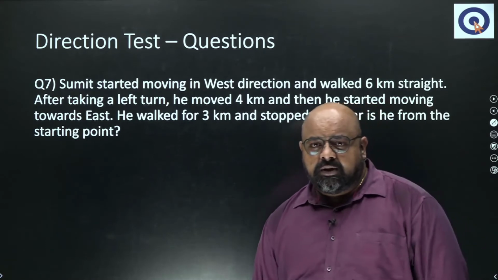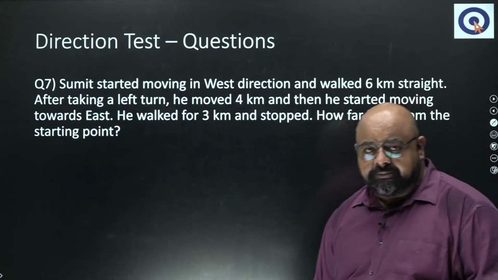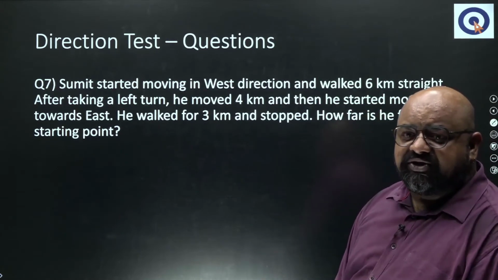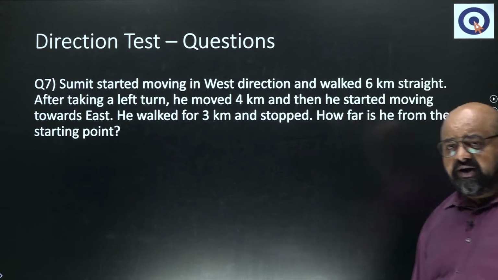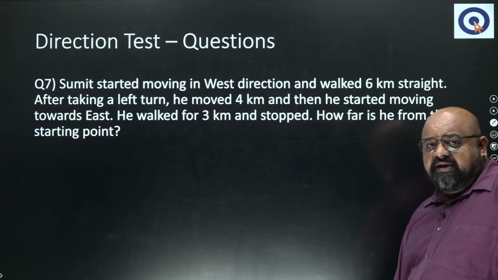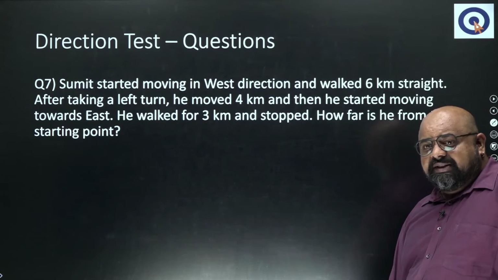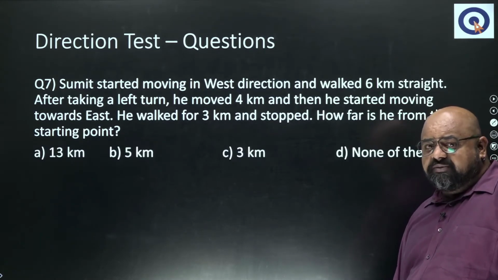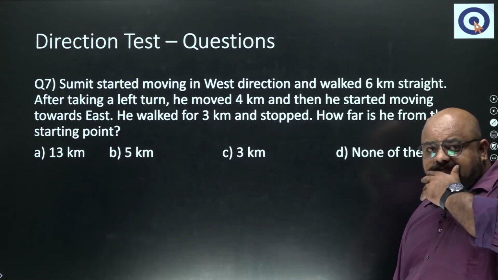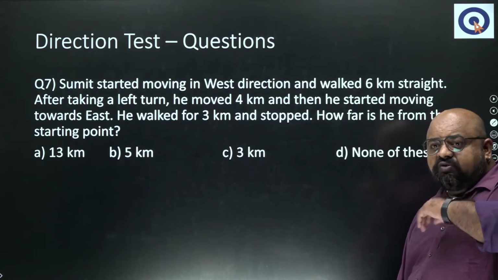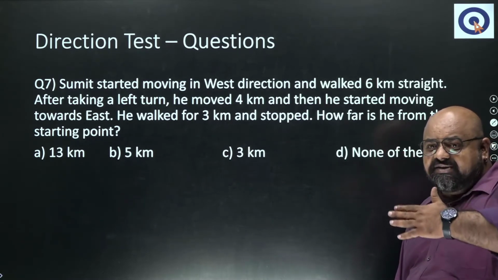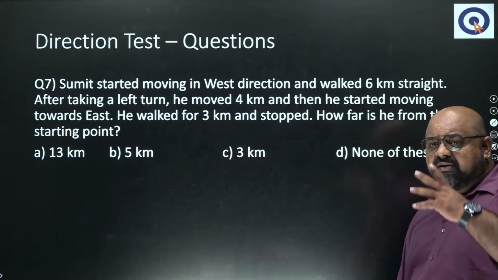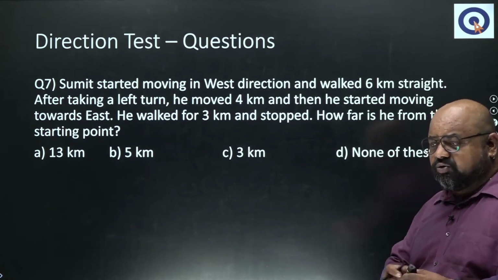Questions, for example, this is a question based on the distance part. Just go through the question. It says Sumit started moving in west direction and walked 6 kilometers straight. After taking a left turn, he moved 4 kilometers, then started moving towards east. He walked for 3 kilometers and stopped. How far is he from the starting point? So he walked 6, 4 and 3. The total distance that he's walked is 13, but that may not be the straight line distance between the starting and the ending point. So I'm looking at the displacement, so to say.